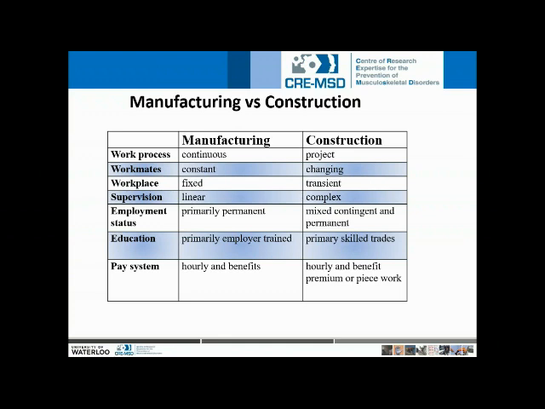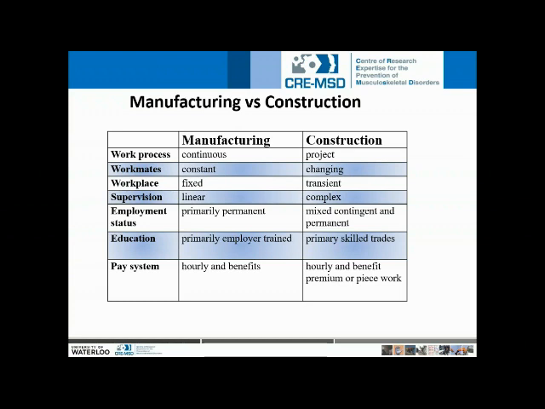Construction, in contrast, is project-driven work. The workmates are changing constantly so that you don't have the same relationship you have with the colleagues that you have in, say, a factory. The workplace is transient. So obviously you're going from workplace to workplace. And the supervision is complex in construction. Oftentimes the supervisor, the foreman, is somebody sent out by the union who's designated a foreman over a certain job site. And on his next job site, he might in fact be a laborer. And so the designation is determined by the union as to who is the lead or the supervisor in the workplace. And that changes the relationship between workers and management.